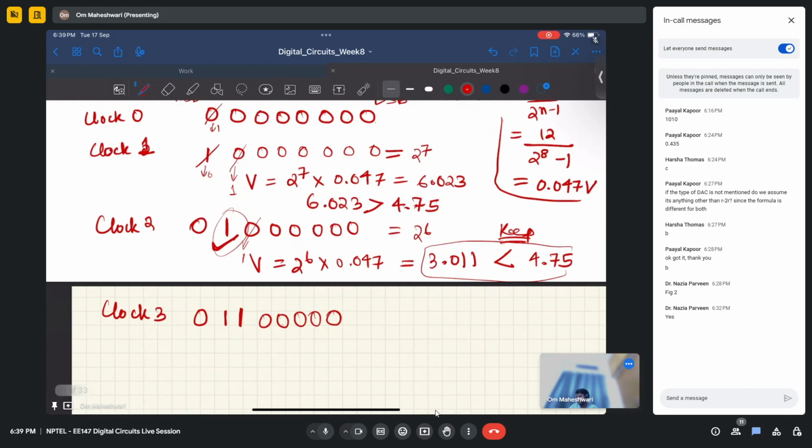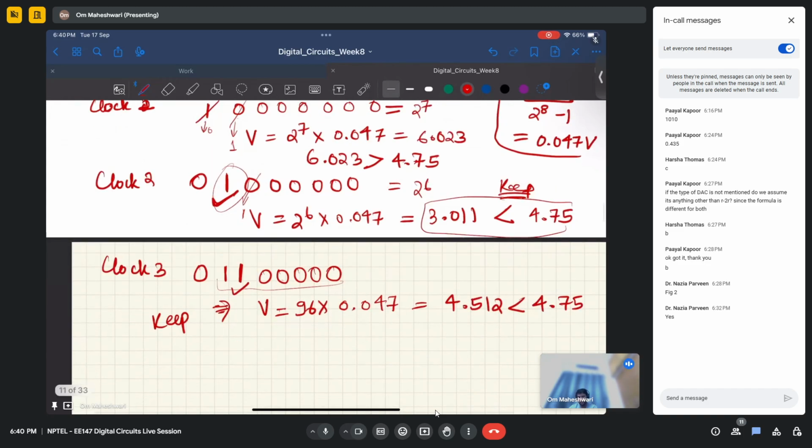Now this is the voltage value. This binary corresponds to 96 into 0.047, which is 4.512, which is still less than 4.75. So you keep this bit also.